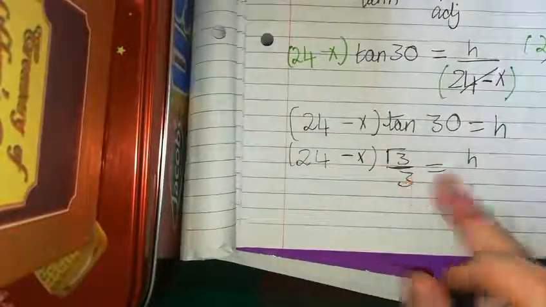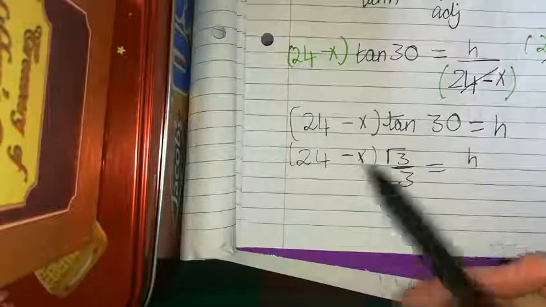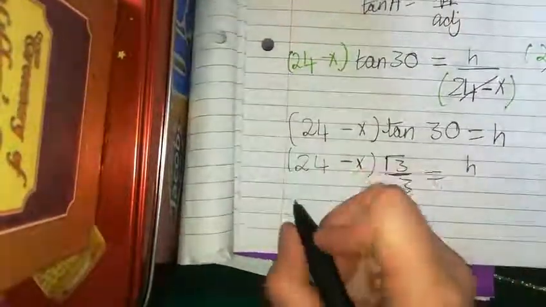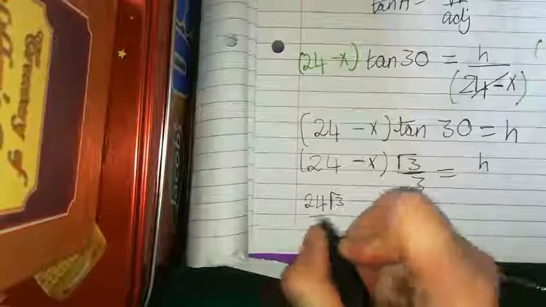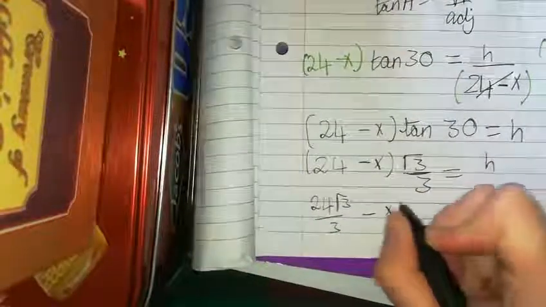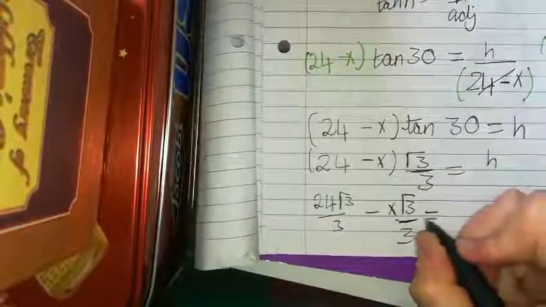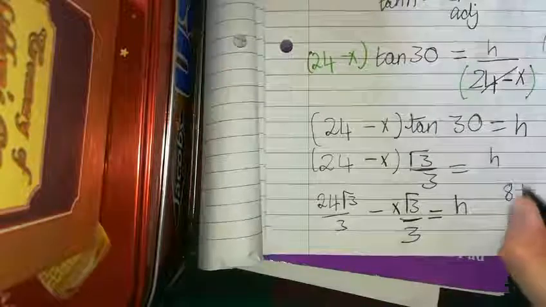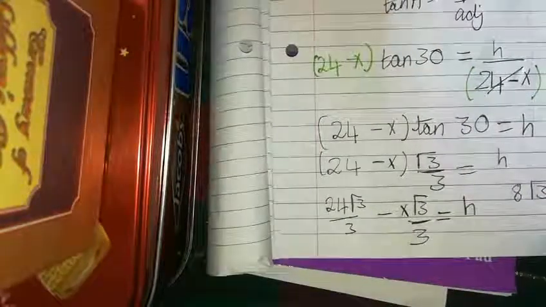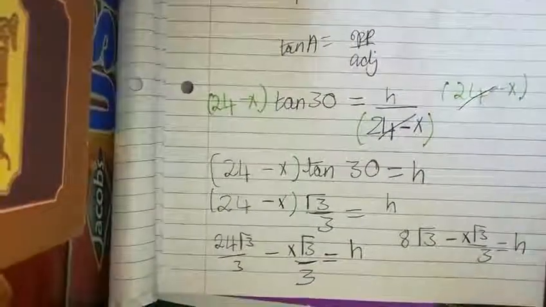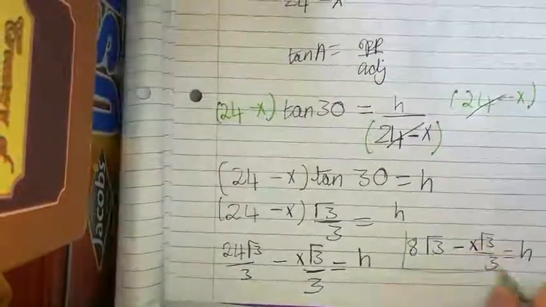Well, I could multiply that 24 by this and then x by this, and then I'll have x in terms of h. So 24 by root 3 over 3, and then minus x by root 3 over 3, and that's equal to h. And I could simplify that a little bit more: 24 divided by 3 gives me 8, so that'll be 8 root 3 minus x root 3 over 3 is equal to h. So now I have two equations in terms of h.